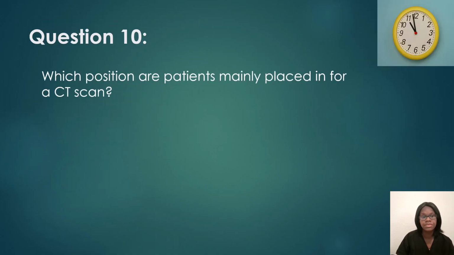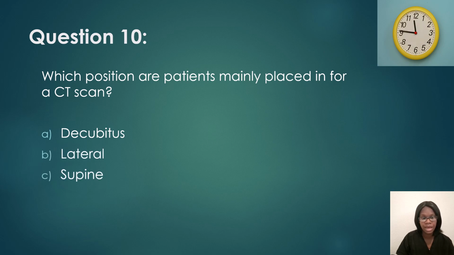Question 10. Which position are patients mainly placed in for a CT scan? A, decubitus, B, lateral, C, supine, D, prone.